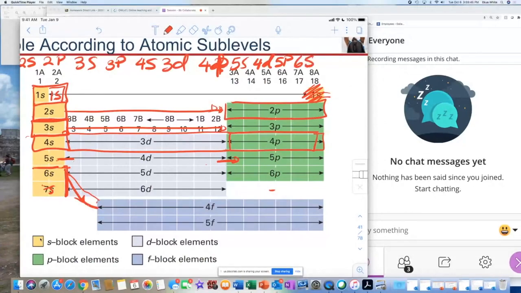6S. After 6S, what do you think comes next? We're not going straight to 5D. We're actually detouring down here. So what do you think comes next after 6S? Yeah, 4F. 4F. Very good. So we detour all the way down here.